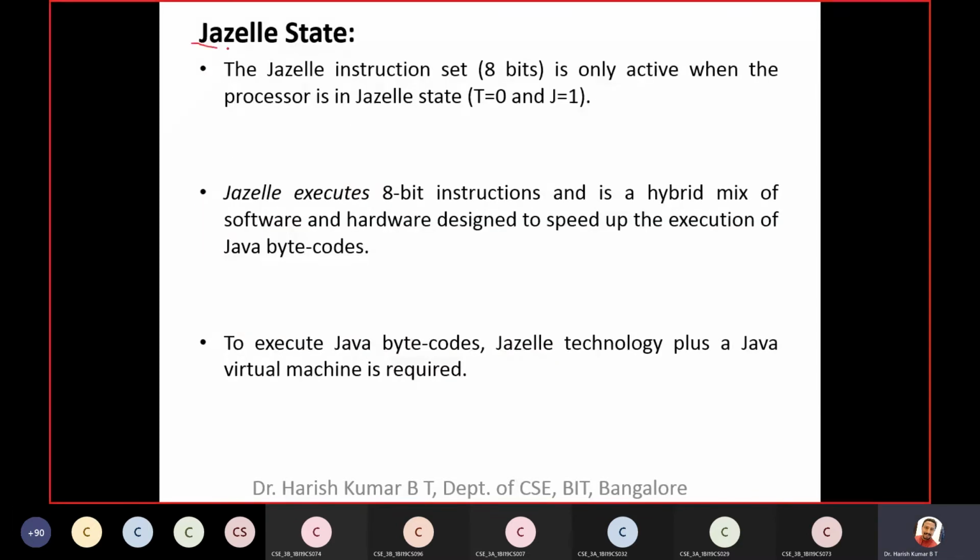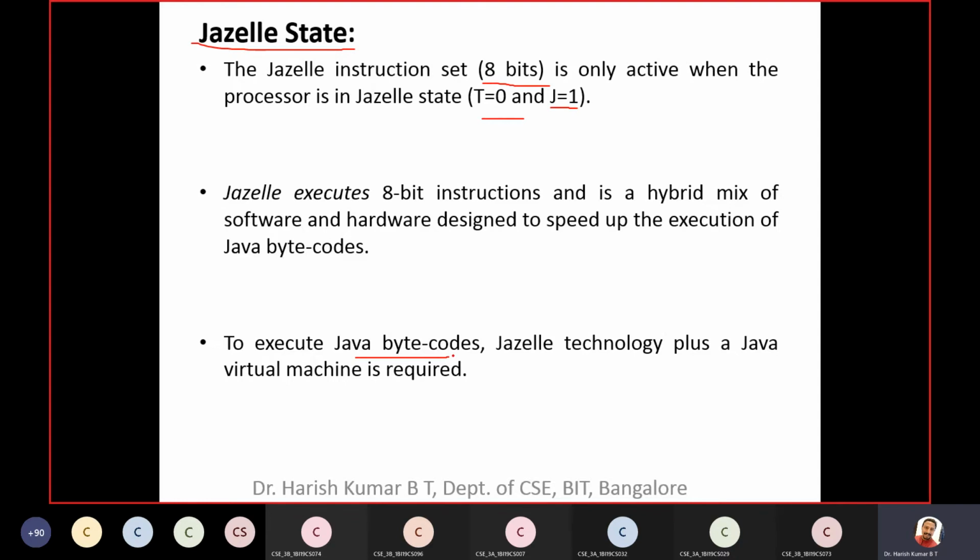Next, Jazelle state. When the T bit is 0 and the J bit is 1, it is in the Jazelle state and it uses 8-bit instructions. Especially, this Jazelle state is used to execute the Java bytecodes.